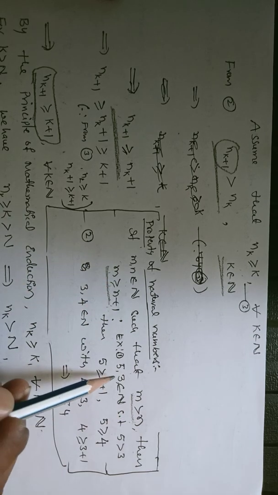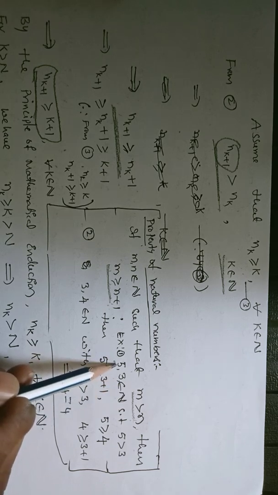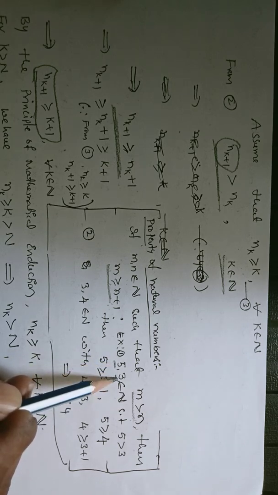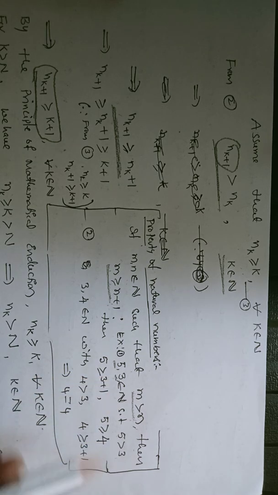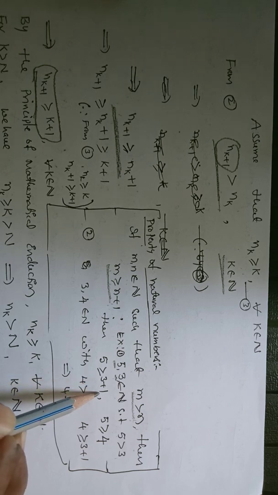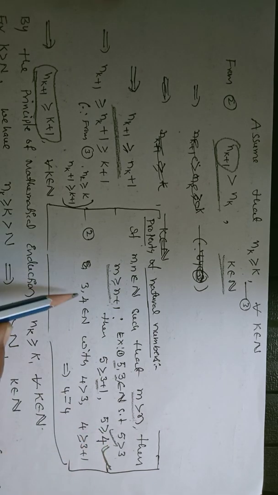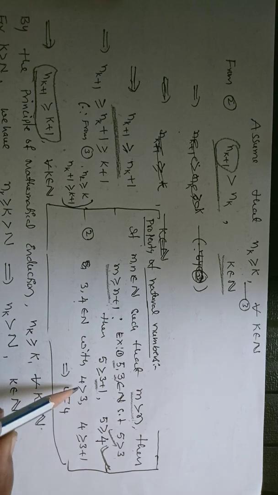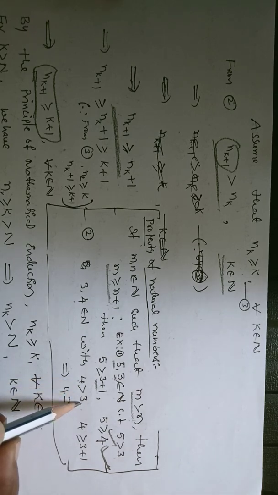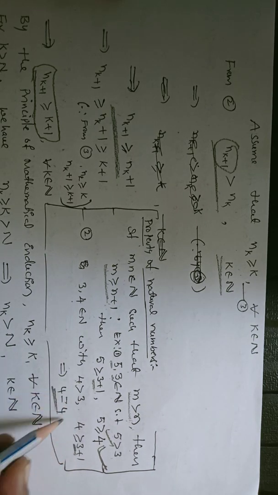For example, I am taking two numbers. Look here, 5 and 3: m is equal to 5, n is equal to 3. Right? So 5 is greater than 3. Then 5 is also greater than or equal to 3 plus 1. Actually it is strictly greater, since 3 plus 1 is 4 and 5 is strictly greater than 4. So this condition holds. Suppose I take the natural numbers 3 and 4. 4 is greater than 3. Then m is equal to 4, n is equal to 3. Here the equality condition holds.